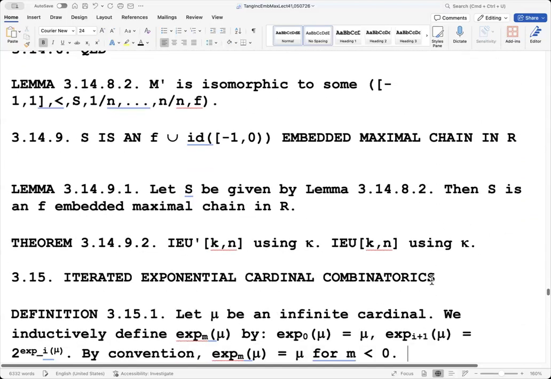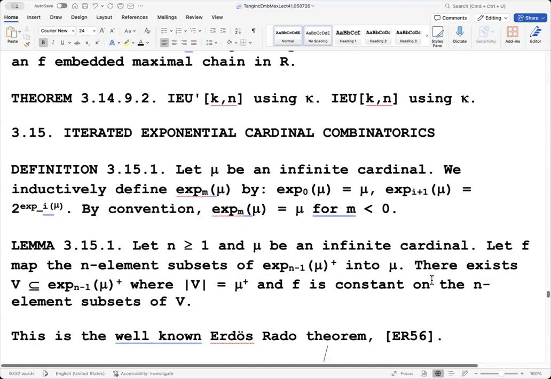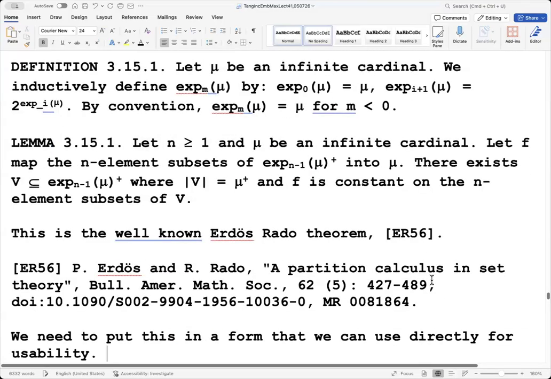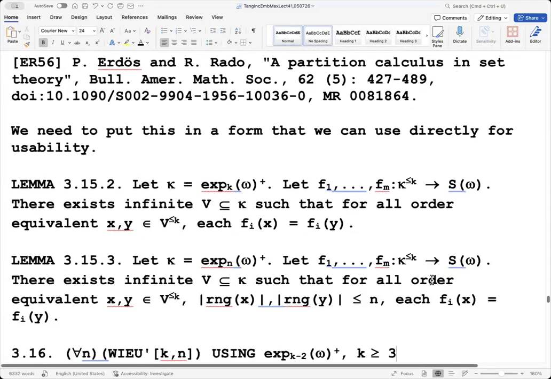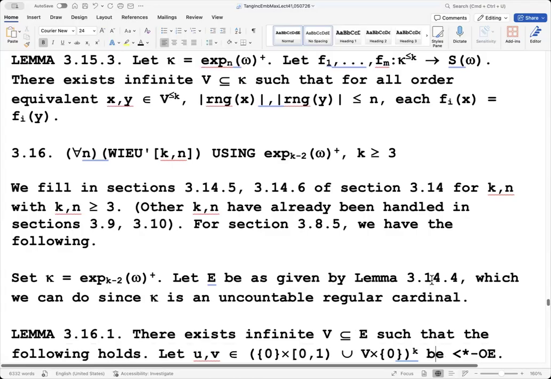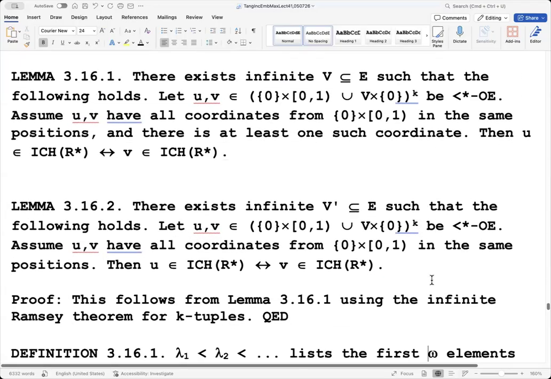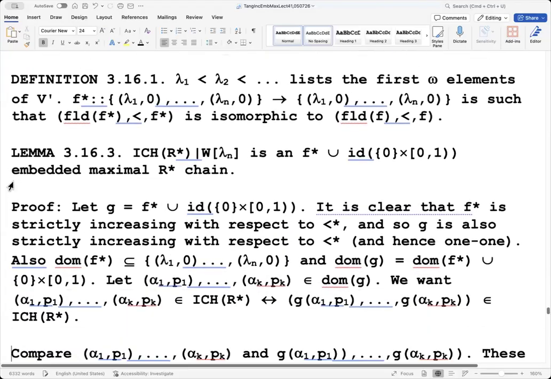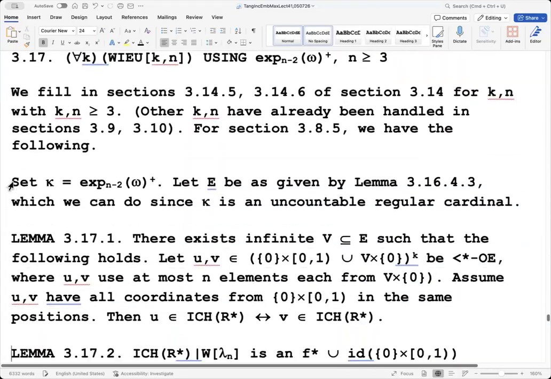Okay. This is all as expected. You don't use large cardinal combinatorics, you use iterated exponential combinatorics with Erdős-Radó. That's why this stuff is weaker. But it's fairly involved and tedious to do this completely, which I have. So let's go past this.